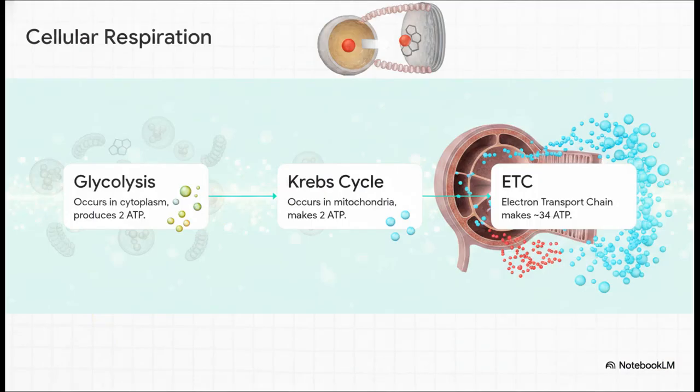Let's see how this builds into cellular respiration. Out of a total of 38 ATP molecules generated from just one single glucose molecule, the first stage, glycolysis in the cytoplasm, only makes 2. The second stage, the Krebs cycle inside the mitochondria, makes another 2. But the third stage, the electron transport chain, also in the mitochondria, generates a massive 34 ATP. That incredible efficiency is exactly why the mitochondria earns the title of powerhouse.